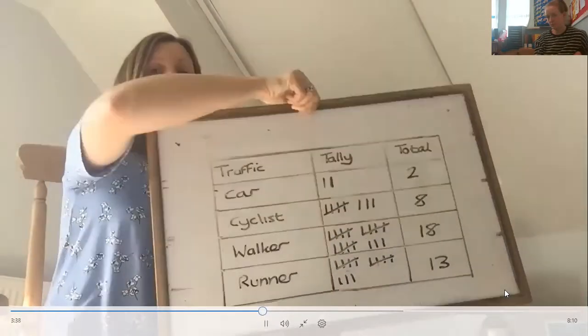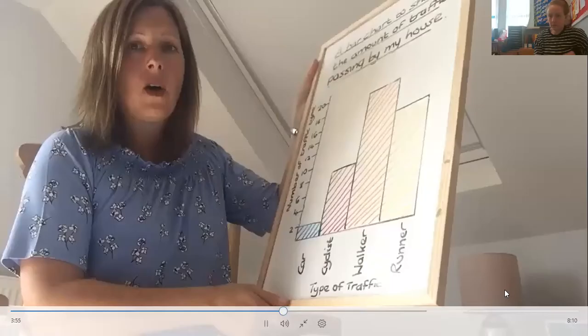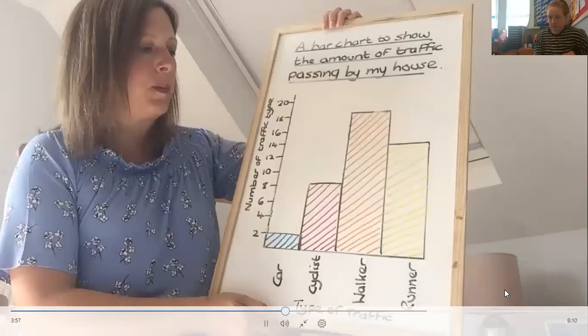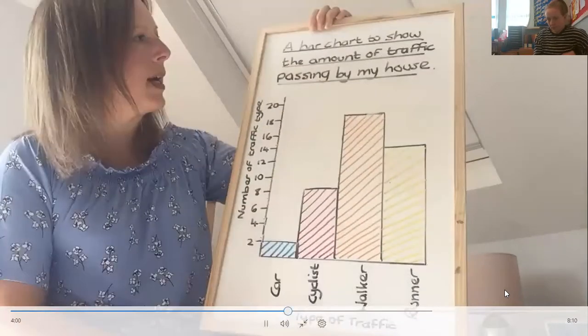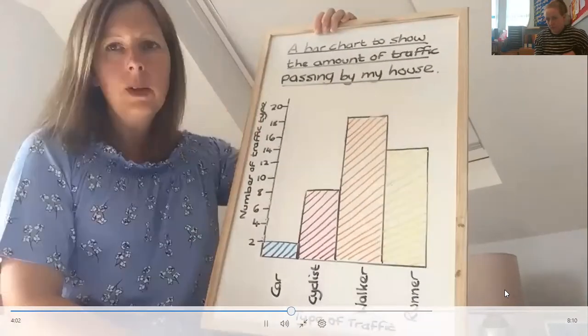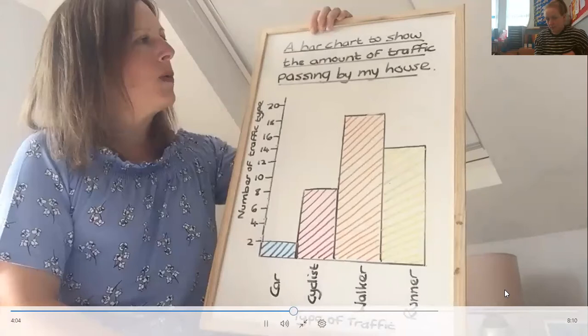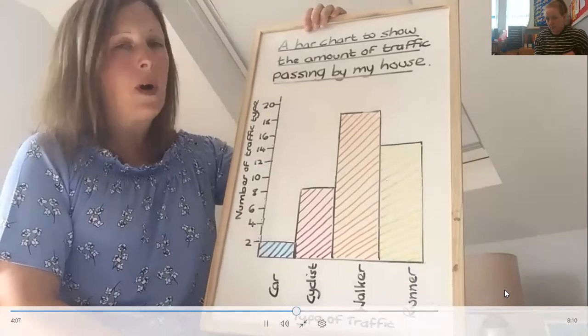Now, once you've got that information, then you can start thinking about your bar chart and how you are going to be setting it out. Now, you've looked at some bar charts yesterday, so you should remember the sorts of things that they need to have. But again, just to show you, I have done a bar chart here of that information I collected about the traffic. So if I show you the bar chart that I have drawn here, I've got my title, which says a bar chart to show the amount of traffic passing by my house.